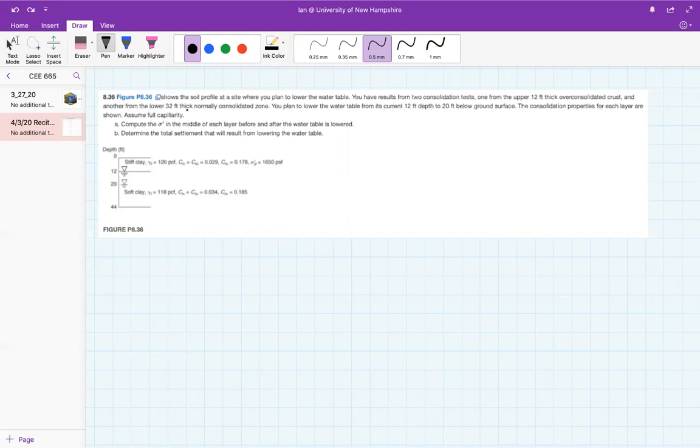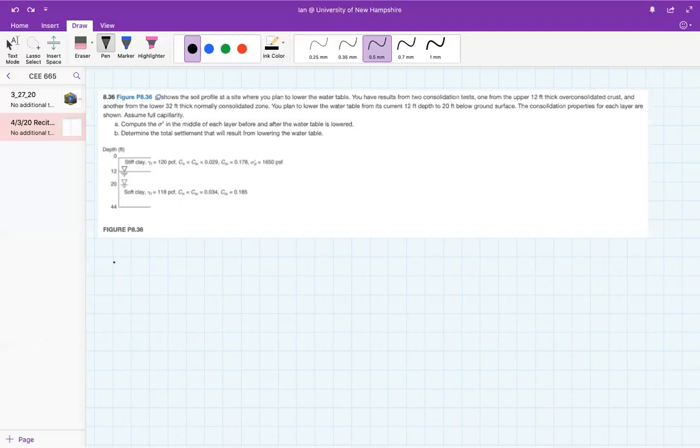So assume full capillarity. And then we have A, compute the effective stress in the middle of each layer before and after the water table is lowered. And then B, determine the total settlement that will result from lowering the water table. So to do this, we're going to compute the vertical effective stress in the middle of each layer before and after the water table is lowered.